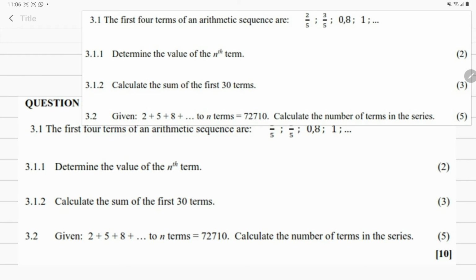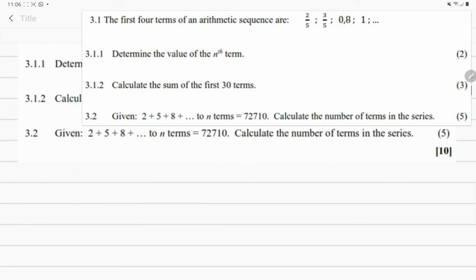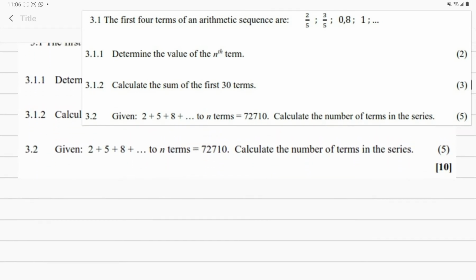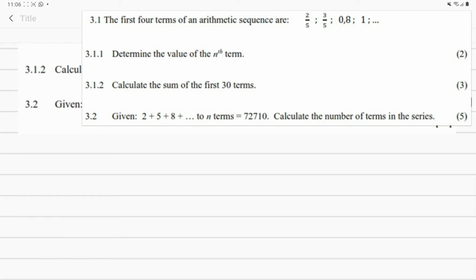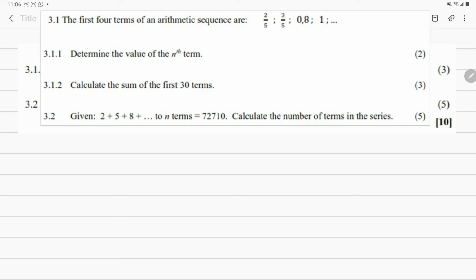Okay, let's look at this. The challenge is that we are given 3.1 here. They say the 4 terms of an AS, arithmetic sequence, are that one. And the very first question, they say we need to determine the nth term.